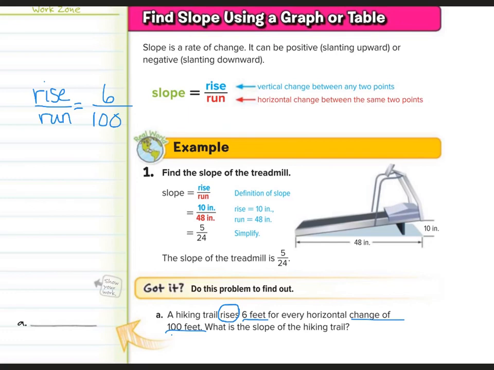Now I need to simplify that. 6 and 100 both have a factor of 2. So 6 divided by 2 is 3, 100 divided by 2 is 50. So it'd be 3 over 50 would be my slope. So 3 over 50 is the slope of my hiking trail.